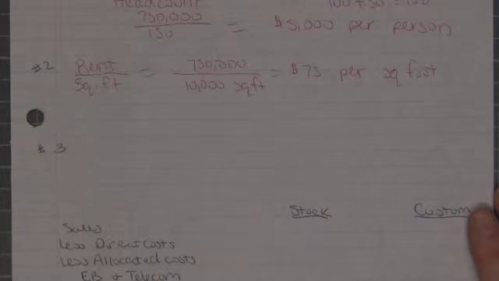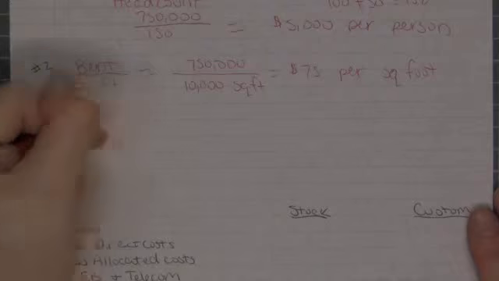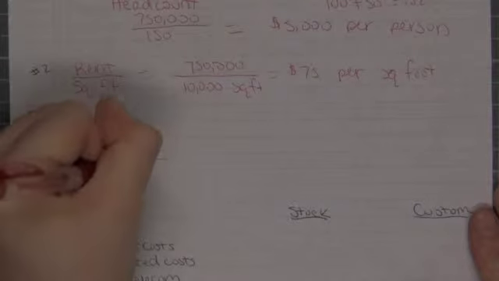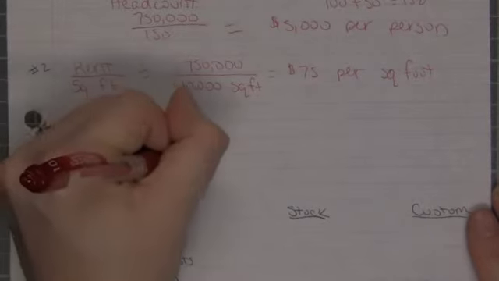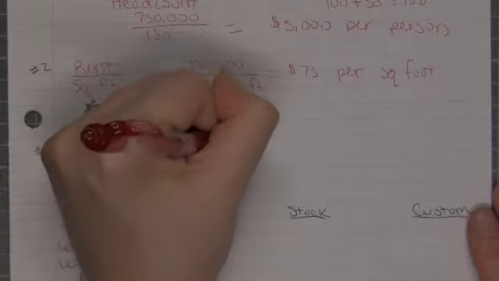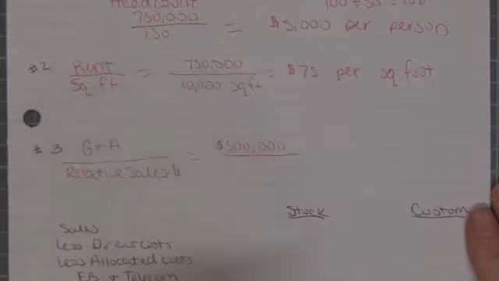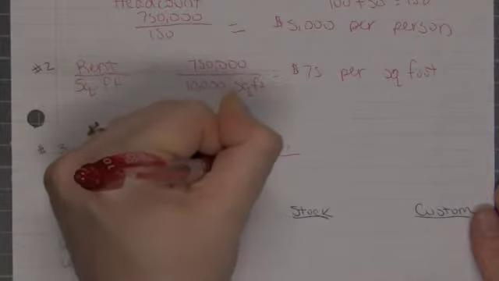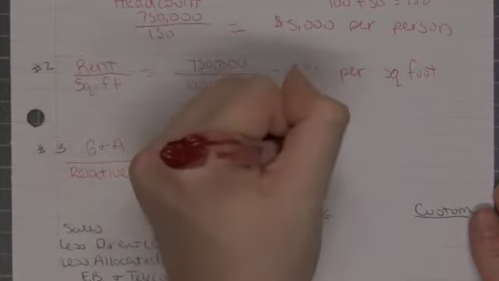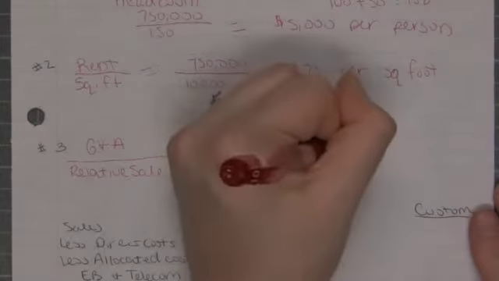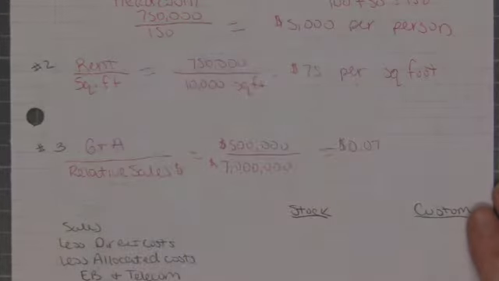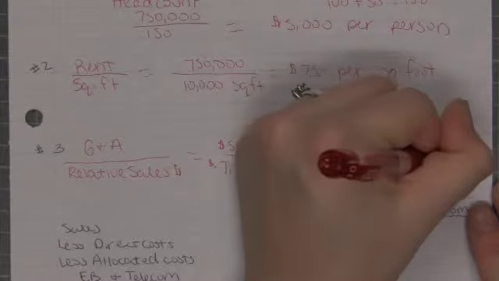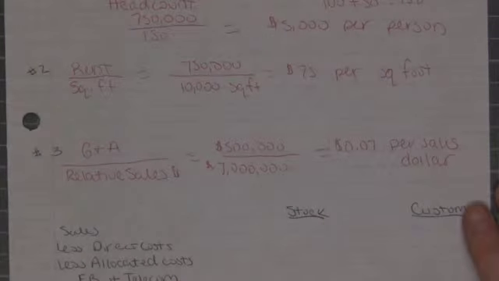Moving on to our third cost pool, we have general administrative costs, and they are driven by relative sales dollars. So we're told that our general administrative costs will be $500,000 this upcoming period, and our total sales are estimated to be $7 million. Important thing is we're using the estimate, not the actual at this point. That will give us a rate of 7 cents per sales dollar. Okay, so now we have our rates.